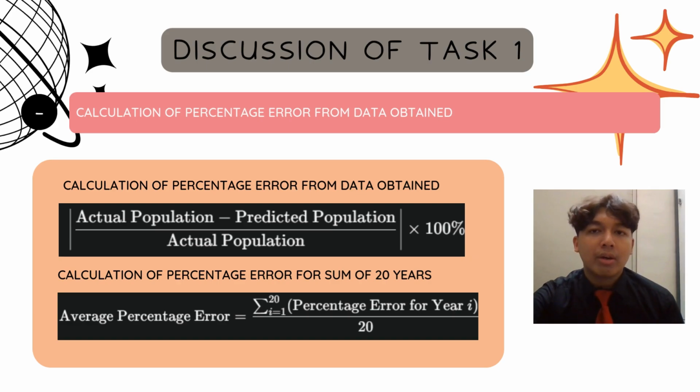Now, we can calculate the percentage error of the data obtained from the particular solution and the predicted value. We can use the formula of percentage error, which is the actual population minus the predicted population, divided by the actual population, multiplied by 100%.